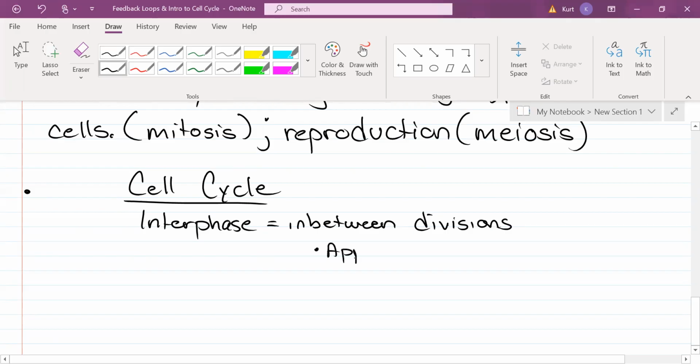Approximately 90% of the cell cycle is spent in interphase.